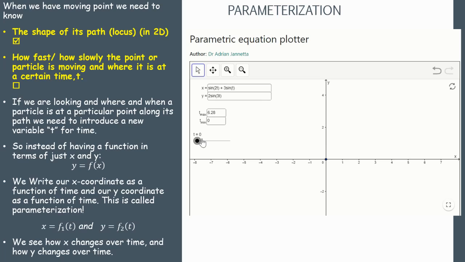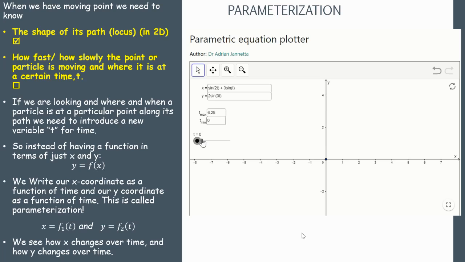We also need to know, for instance, how fast or how slowly this particle is moving and where it is at a specific time. So for instance, imagine a ball being kicked. You want to know how fast it's going and when it will reach the goalpost. So if we're looking at where and when a particle is at a particular point along its path, we need to introduce a new variable for time, t.